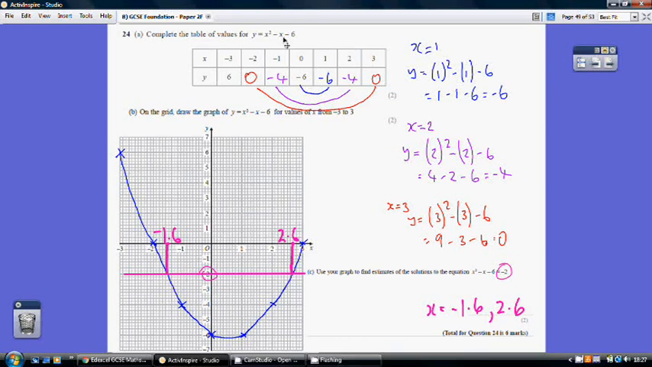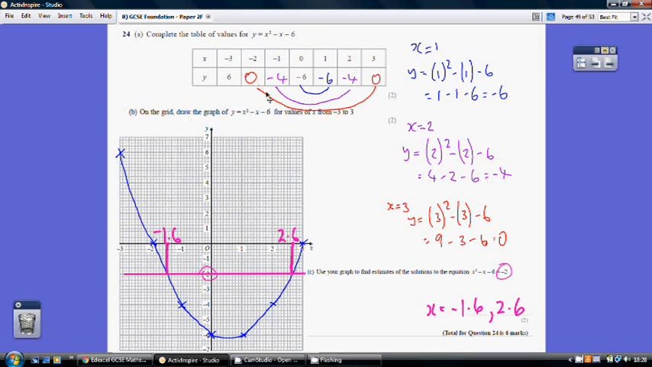Now when x is 3, substitute 3 in. 3 squared minus 3 minus 6, which is 9 minus 3 minus 6, which is 0. So when x is 3, y is 0. And again, because of the symmetry, we can say when x is minus 2, y will also be 0. So these two values, I've just relied on the symmetry rather than actually working them out, though of course I could work them out by just substituting these x values into the function.